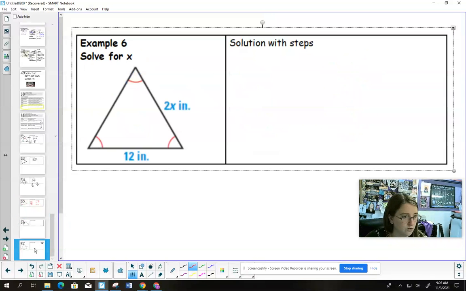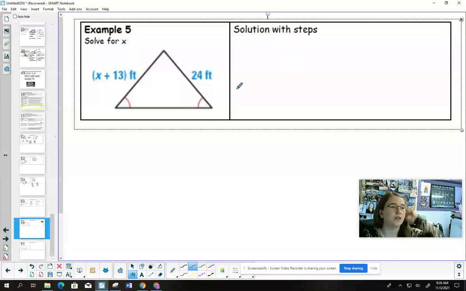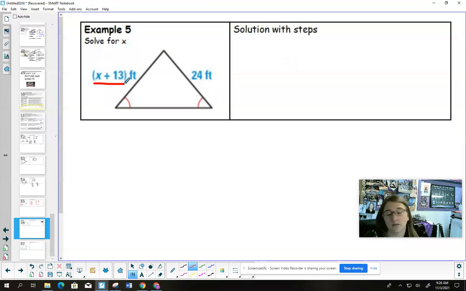Let me see. Do I want to keep doing? Yeah, we'll do these last two. Okay, so these are going to be very simple equations that we're going to be working with here. We're going to have to set up an equation because I've got x plus 13. We know we need to solve for x.